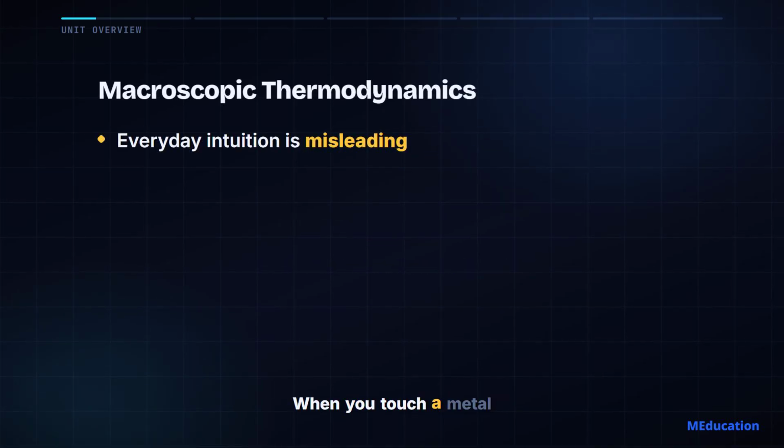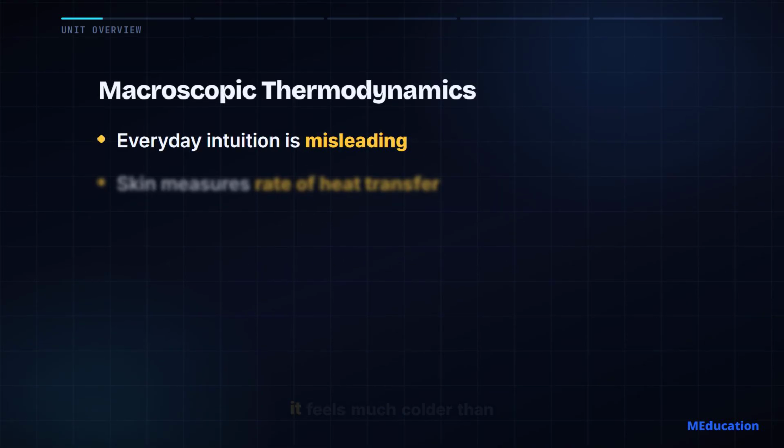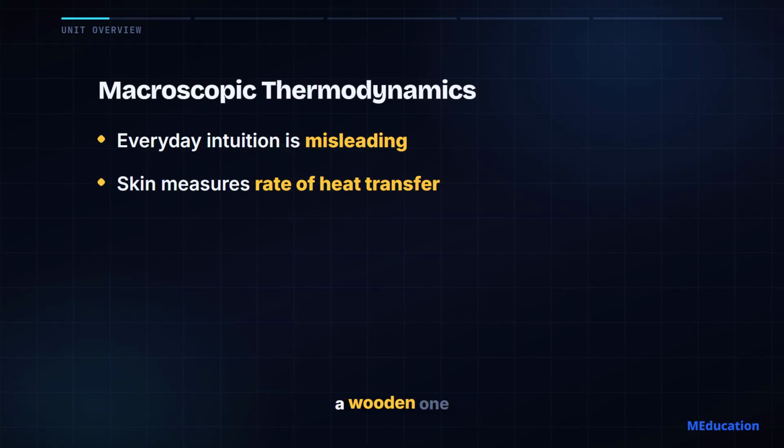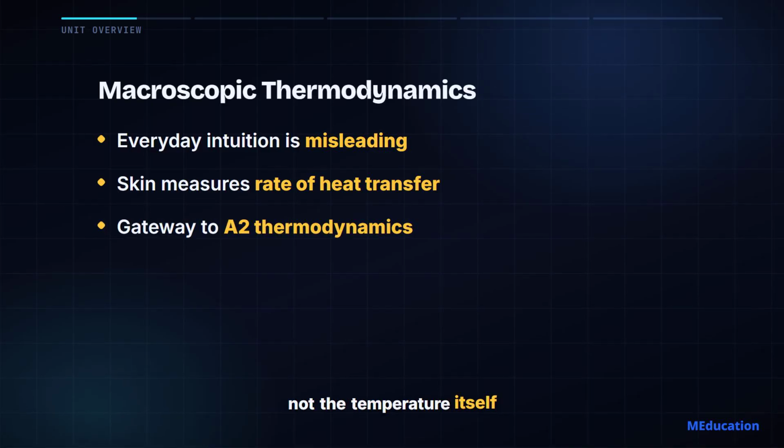When you touch a metal bench on a winter day, it feels much colder than a wooden one, even though they are exactly the same temperature. Your skin measures the rate of heat transfer, not the temperature itself. In this unit, we strip away human perception to define temperature rigorously.